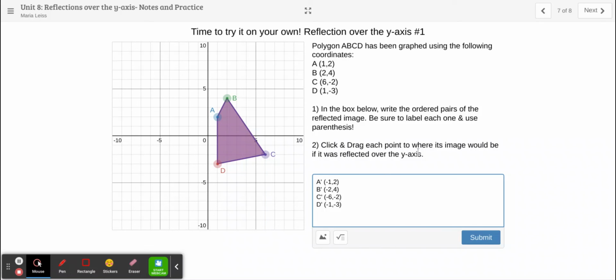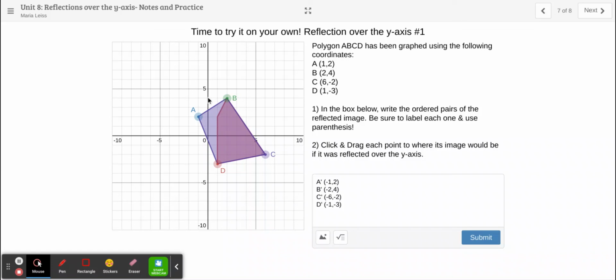Number 2, click and drag each point to where it would be if it was reflected over the y-axis. Well, you have 2 ways you can do this. You can graph this point, -1, 2, grab A, move it over to -1, 2. Or you can look at where A is located on the y-axis. If I look at A, it's 1 block, 1 unit away from the y-axis. So to flip it over the y-axis, it has to be 1 unit away on the other side. It's going to stay on the same row. It's just going to be the same distance away from the y-axis.